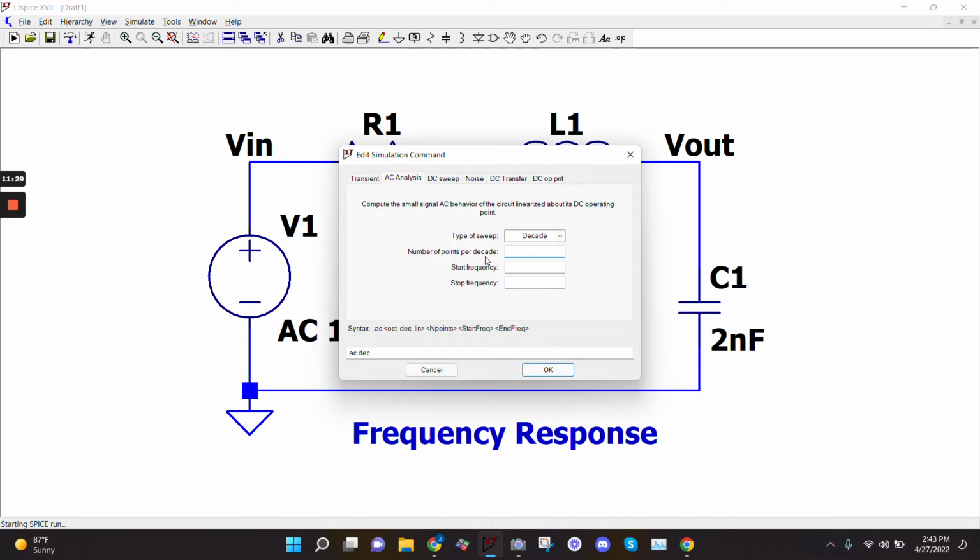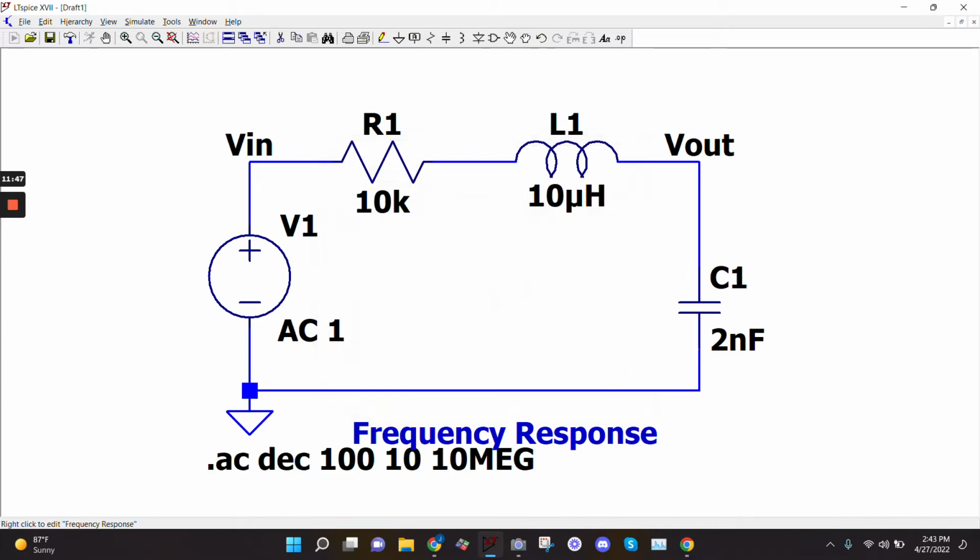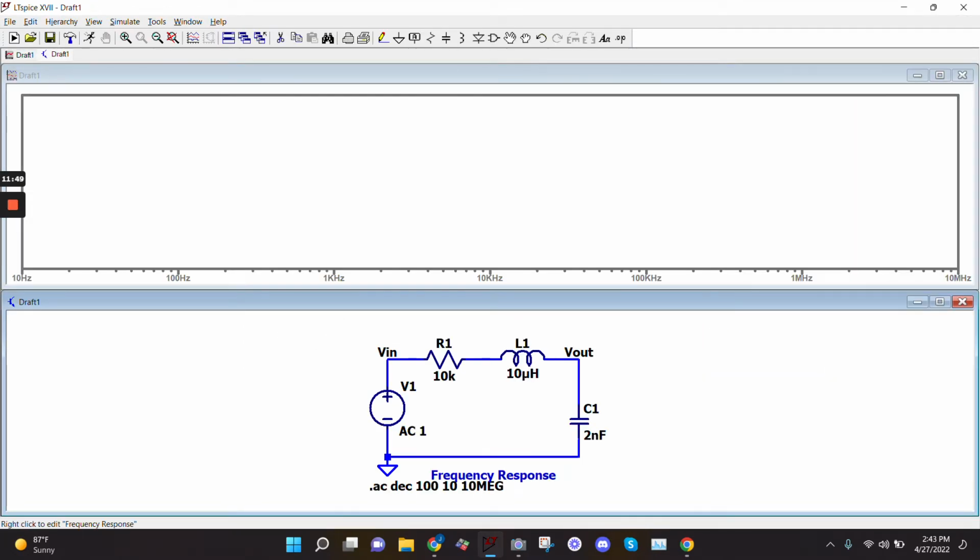Okay, number of points per decade is just me telling Spice how many points I want it to plot. So we usually do 100. You could do less, you could do more. If you do less, it's going to look zigzaggy. If you do more, it'll be really smooth. Hundred is kind of optimal. And then a start frequency and a stop. So I'm going to go from 10 up to 10 meg. And I'll run it. And then I'll show you what it looks like.